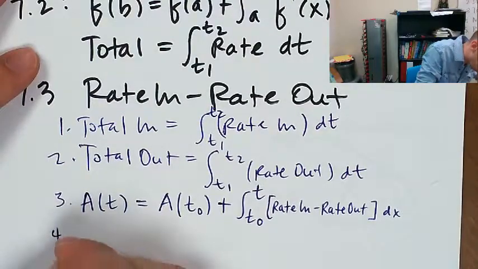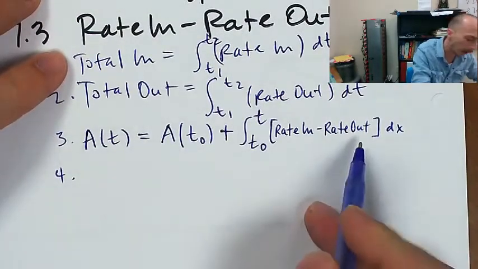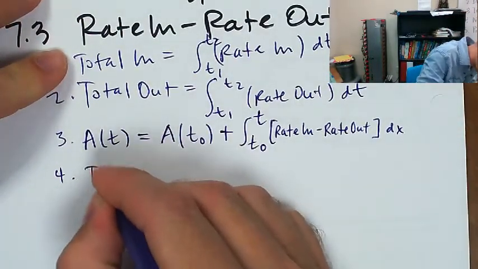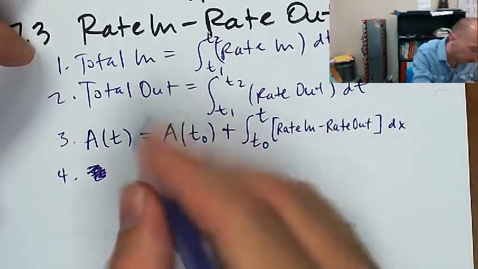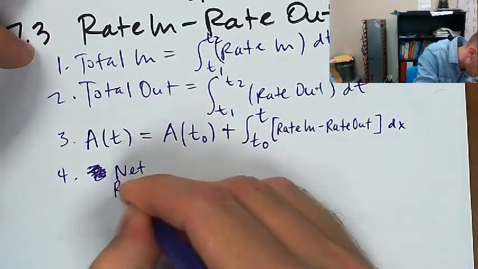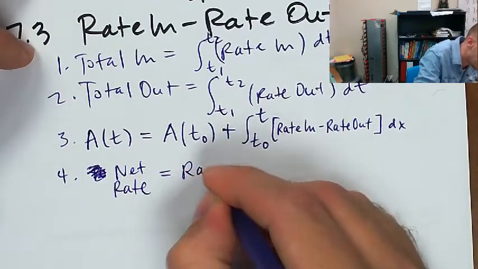Right? And then the fourth fact is really just, again, a statement of the second fundamental theorem of calculus, taking the derivative of a of t. So I like to say the net rate of change of the amount is equal to rate in minus rate out.